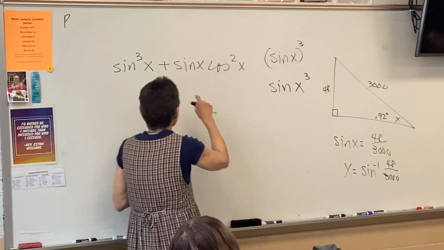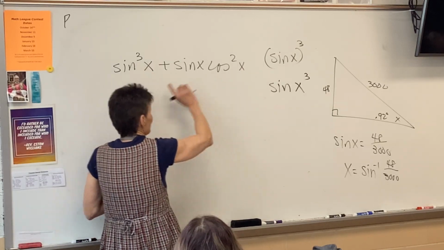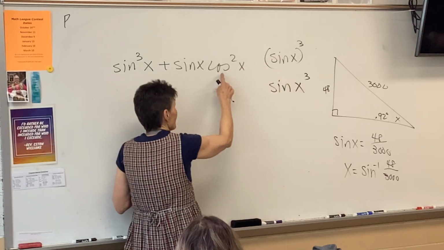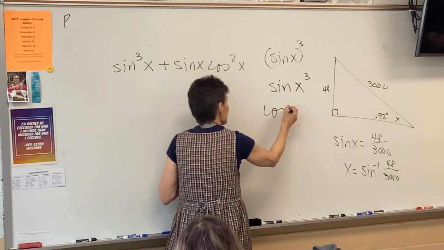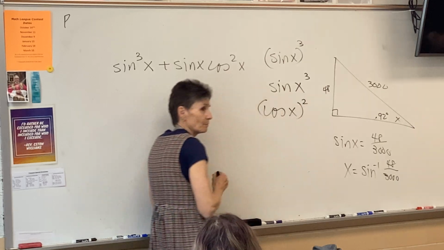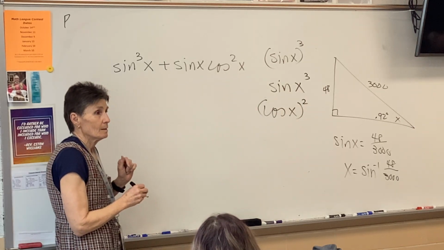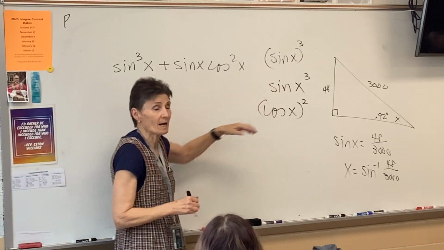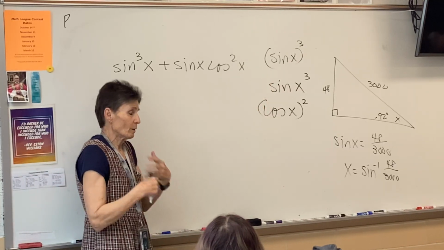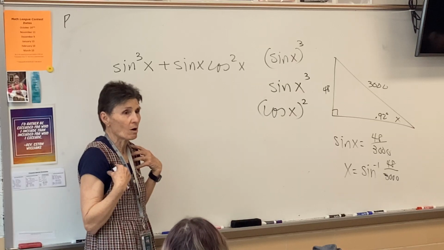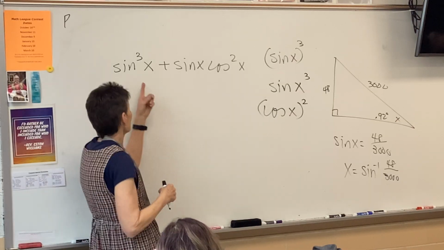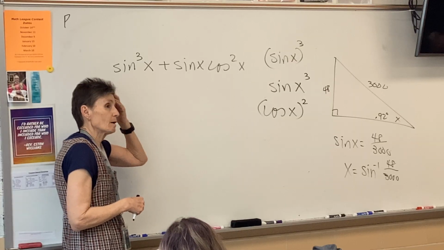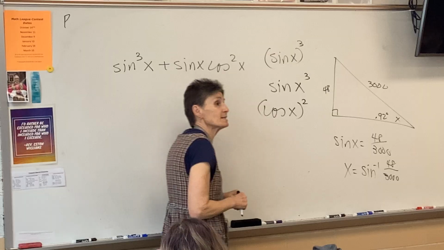So when we see this, it means this. And so similarly, this means this. Now, if you want to write it this way, that is totally fine. I will never. No one else will, but it's okay. It's not wrong. This way, I don't need parentheses. This means the sine is being cubed. All right? Now, directions say simplify.